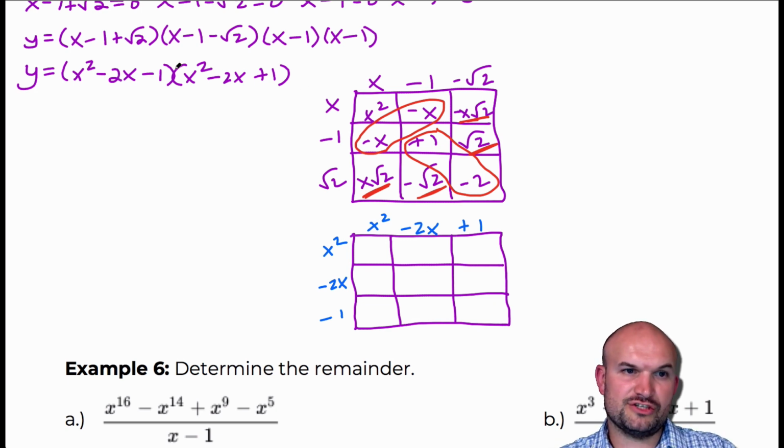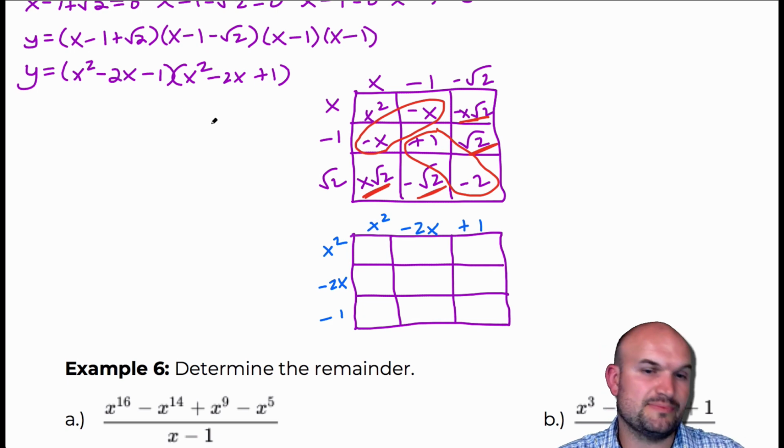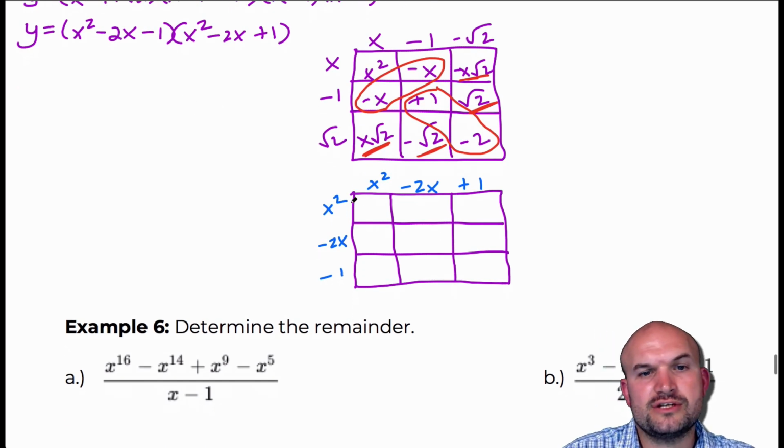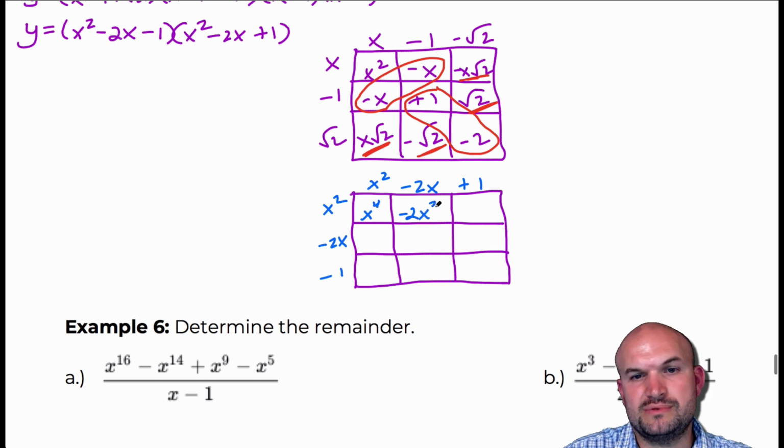So now I'm multiplying this trinomial times this trinomial. Again, you could use the distributive property. You could distribute all of these if you want to, and that's perfectly fine. I just like using this box method to keep everything organized. So here I'm going to do x squared times x squared, which is x to the fourth. X squared times negative 2x is negative 2x cubed. X squared times 1 is x squared. Negative 2x times x squared is a negative 2x cubed. Negative 2x times negative 2x is going to be a positive 4x squared. Negative 2x times 1 is a negative 2x.